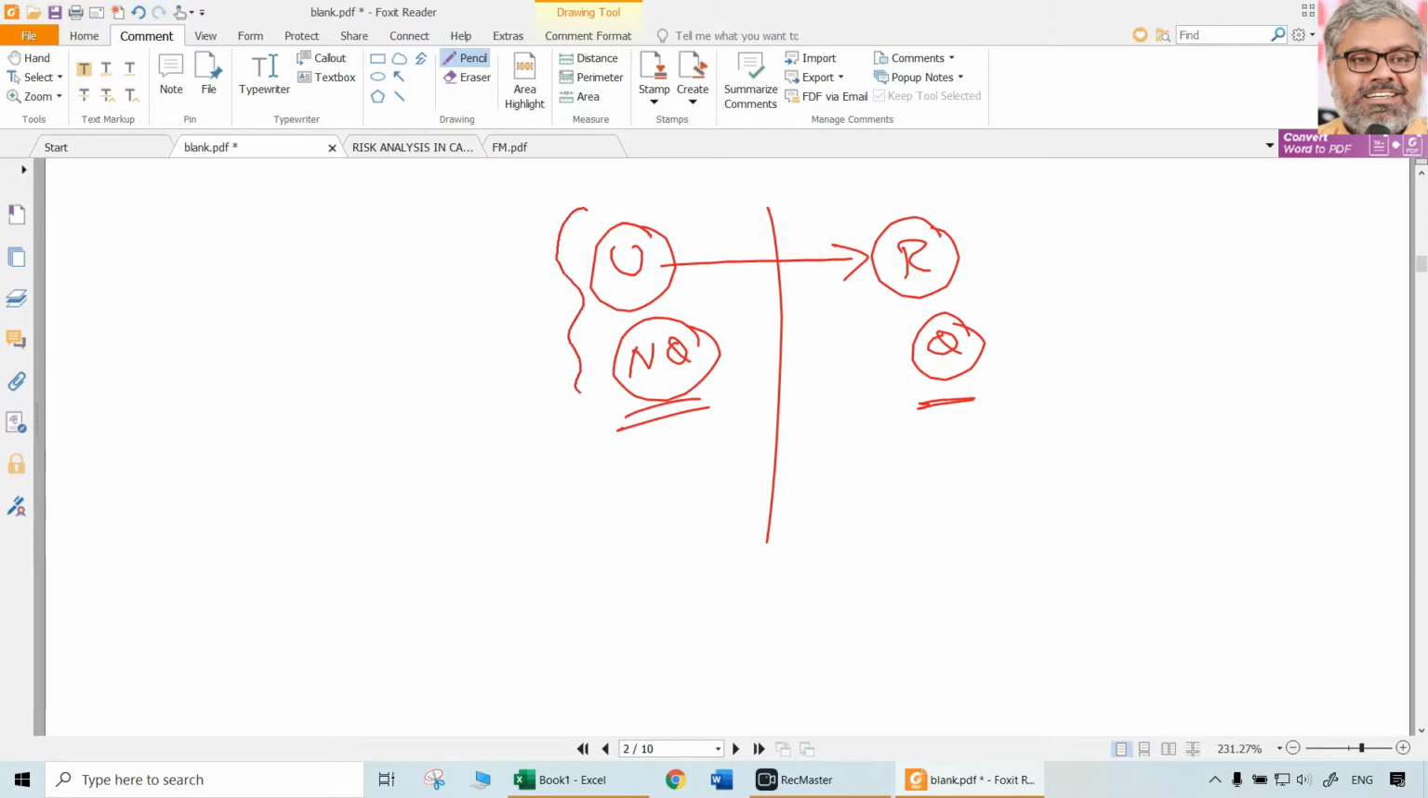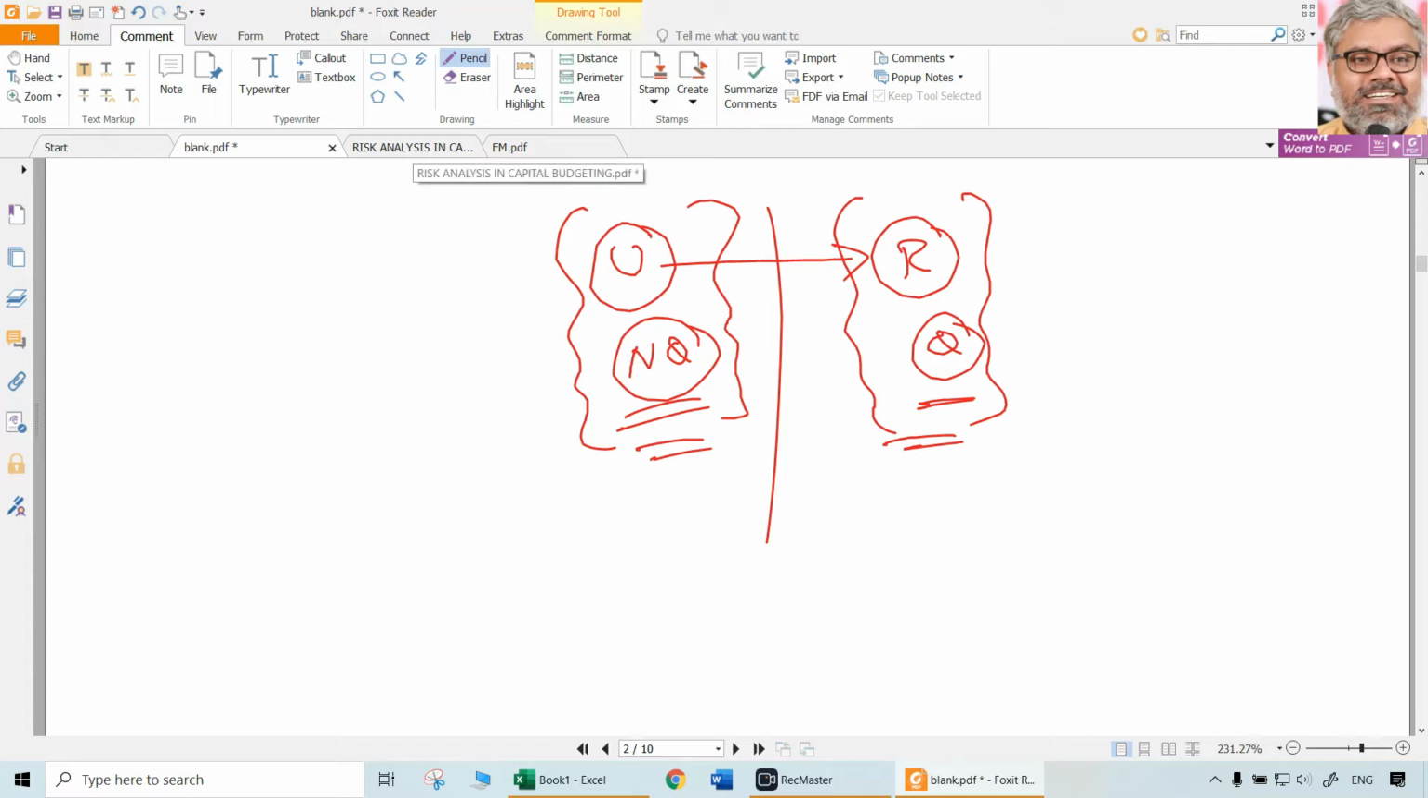Uncertainty can be, we can say, subjective. Risk is objective because it can be measured. It is a different discussion whether the risk measured is absolutely correct. No. But there are techniques at least to do that measurement. So that is the core difference between them.